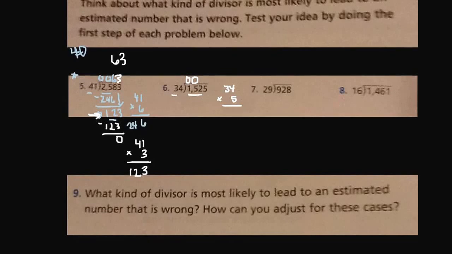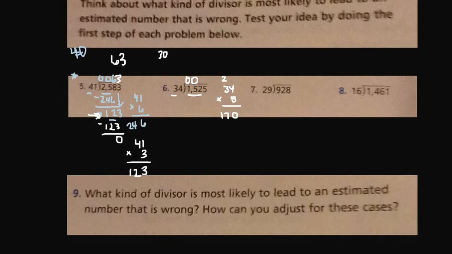5 times 4 is 20. 5 times 3 is 15, 16, 17. Okay, so 170. Oh, shucks. In this case, I did go over. Chances are, because I used 3, which essentially I had rounded to 30. Maybe if I had thought of that front number as a 4, that would have worked out better. But what I'm going to do now is try 34 times 4. Hopefully now I'll get close enough without going over.